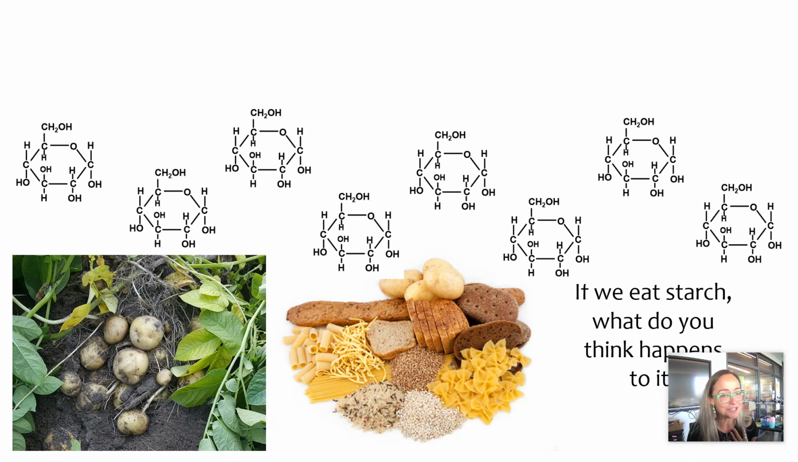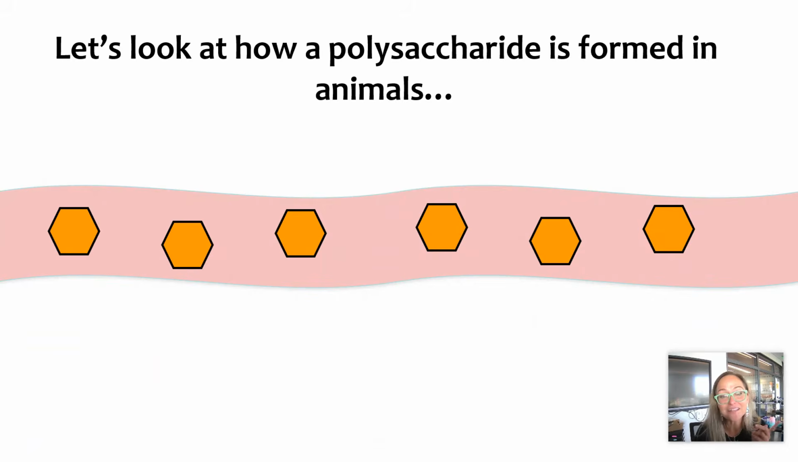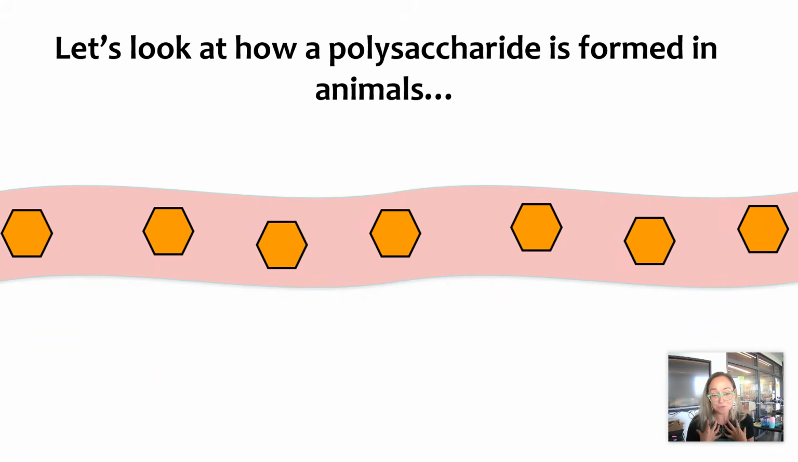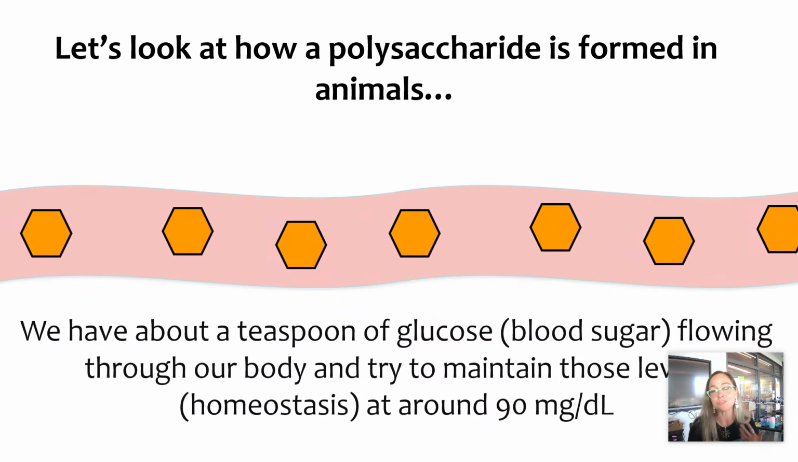So now I'm going to transition into animals and what happens when we eat starch or glucose or fructose. Let's look at how polysaccharides are formed in animals. Now I want to point out that in animals, we have blood sugar flowing through our circulatory system, right? About a teaspoon's worth, flowing through our system, and that's quick, easy energy for our cells. So we try to maintain homeostasis and keep even blood sugar levels.